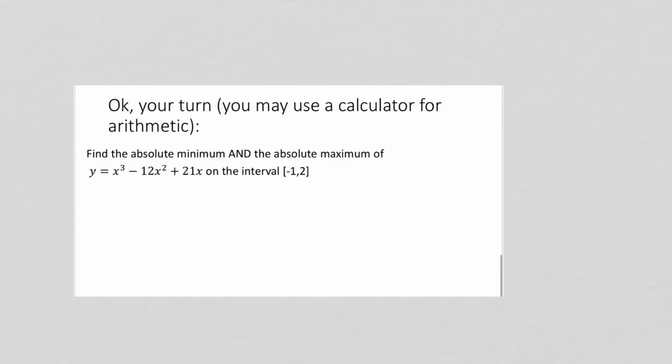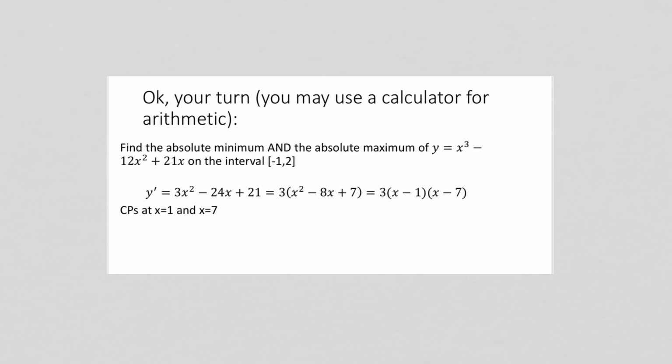So we need to find our critical points first. So I found my derivative, which is 3x squared minus 24x plus 21. And then I factored my derivative, and I found that my critical points happen at 1 and 7. So those are the points we are going to consider, and then we're also going to consider our endpoints at -1 and 2, because that's the interval we were given.